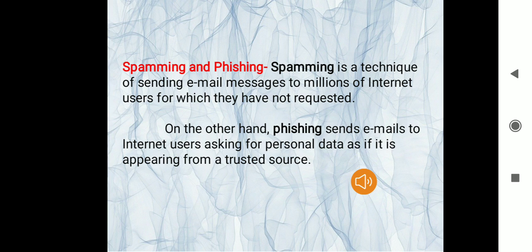The next type of threat is spamming and phishing. Let's start with spamming. Spamming is a technique of sending email messages to millions of internet users which they have not requested. These emails may contain advertisements or false messages which can be very irritating for the users. Usually, they are stored inside the spam folder of a user's email account. If you have an email account, you can check these junk messages in the spam folder.